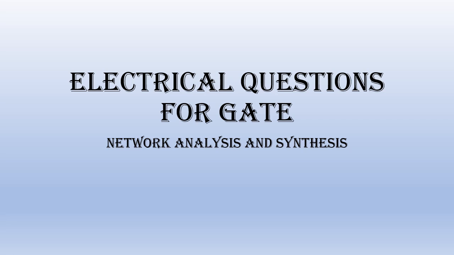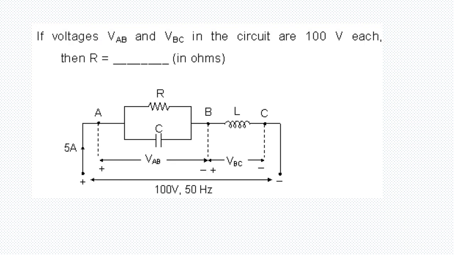Hello friends, in this question we are asked to find the value of the resistance R. The given voltages are VAB and VBC, each 100 volts, and the input voltage VAC is also given to us. VAC is also 100. These are the RMS values. So let us see how to find this resistance value.